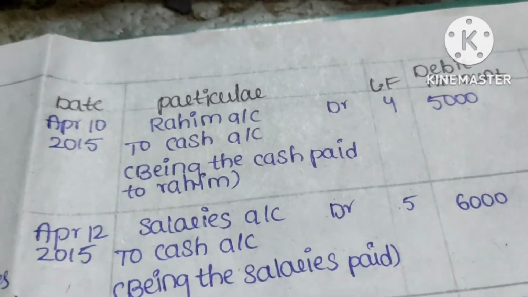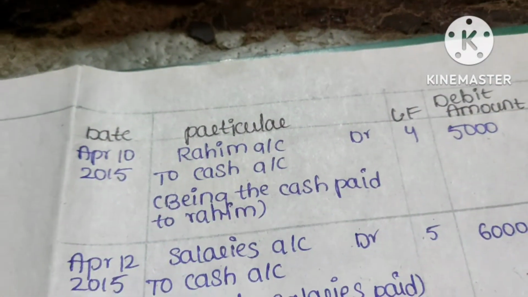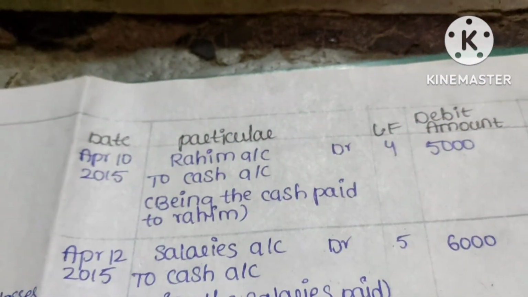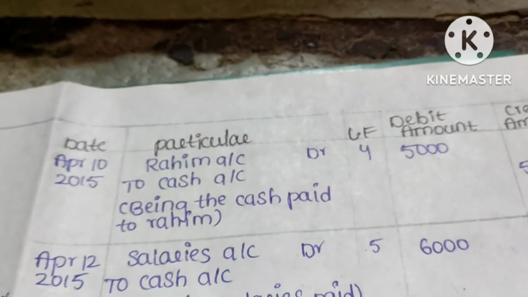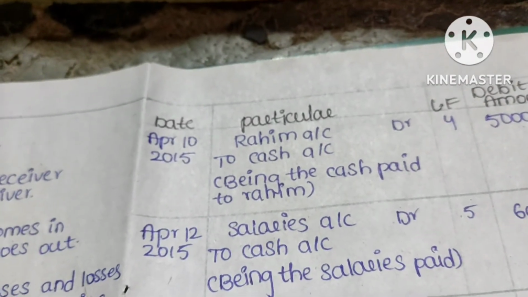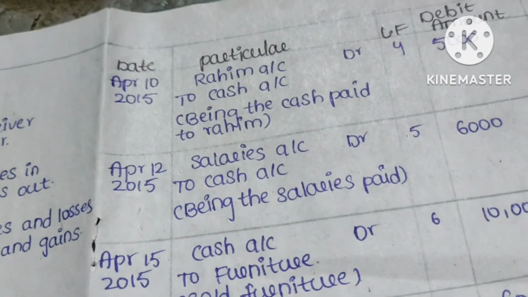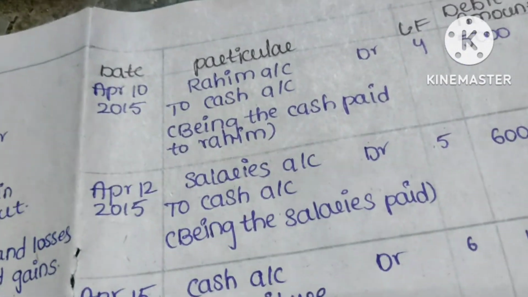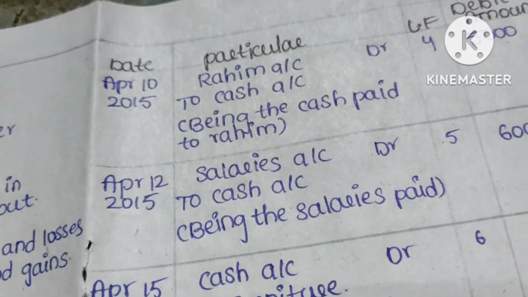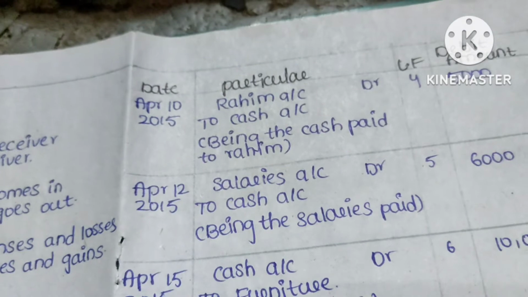Simple, friends. Who receives the cash, he will be the debtor. Who gives the cash, he becomes a creditor. Fourth one, 5,000, 5,000. Rahim account 5,000 debit side, cash account 5,000 credit side. And as per the fifth entry, salaries paid. Sales is nothing but income, when we sell the goods we get sales. But our entry is not sales, it is salaries. I wrote it by mistake. So as per the fifth entry, salaries account debit to cash account.